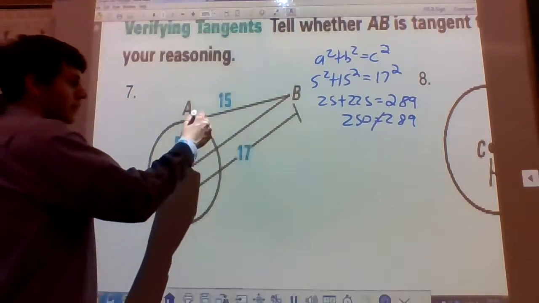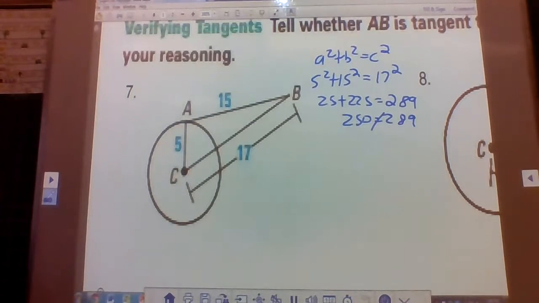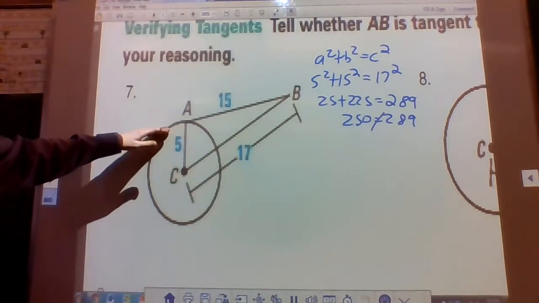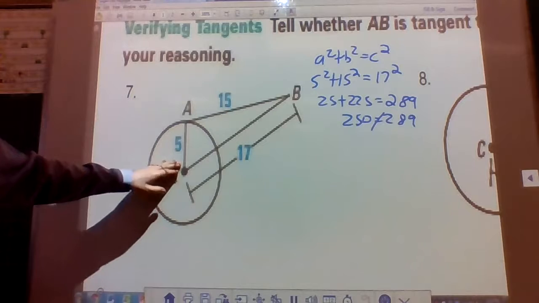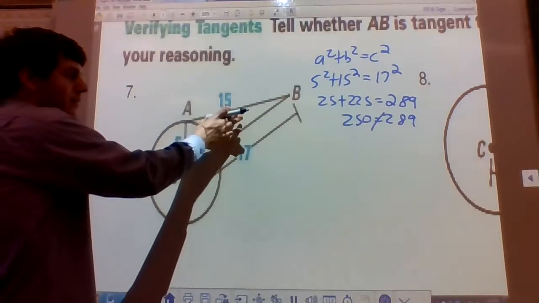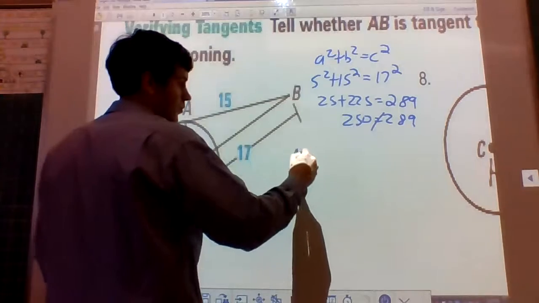So if that triangle is not a right triangle, that's not a right angle. If that's not a right angle, then our line here, AB, and the radius are not perpendicular. If the line is not perpendicular to the radius, then that line is not going to be a tangent line. So AB is not a tangent line, no.